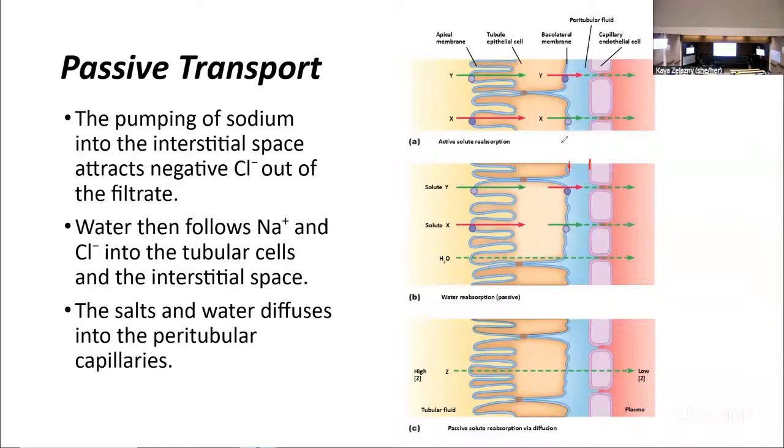So sodium is being actively pumped. Chloride, because of those charges, is following. Means we have a lot of solute there, which means that we have even more of an osmotic pull for water to move towards this area where we're concentrating these solutes.